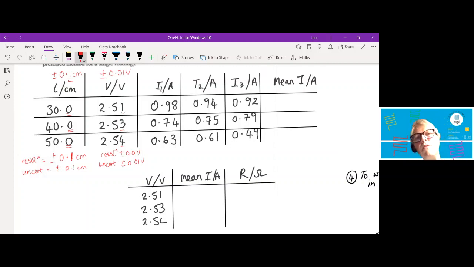Now it gets a little bit more difficult when you look at the currents, because you can see here that for the currents, I've taken 3 of them.